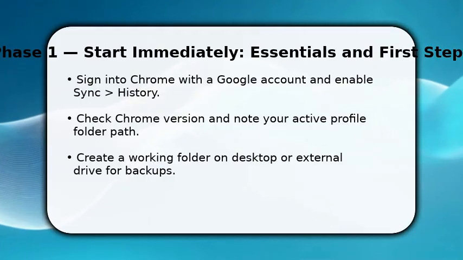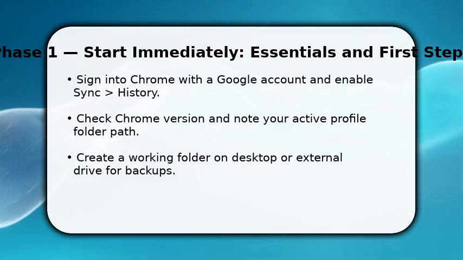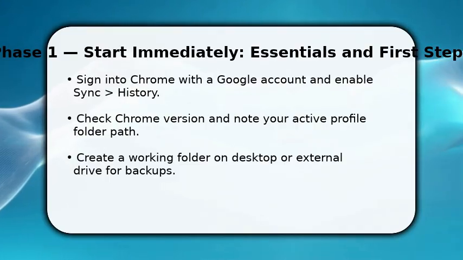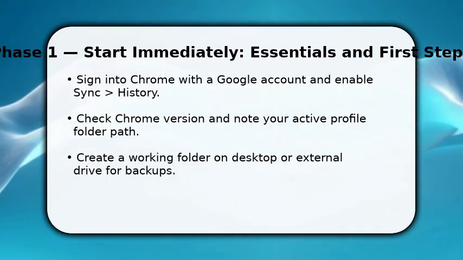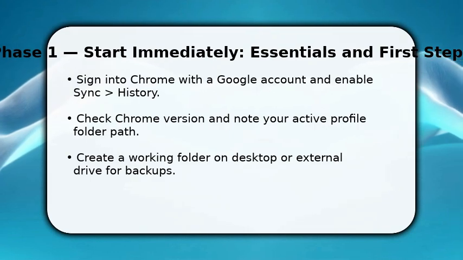users/your-name/AppData or ~/Library. Make a working folder on your desktop or external drive now. Then, sign out of any secondary profiles. This avoids mixing files. You're ready to locate the local history file and make the first file system copy.